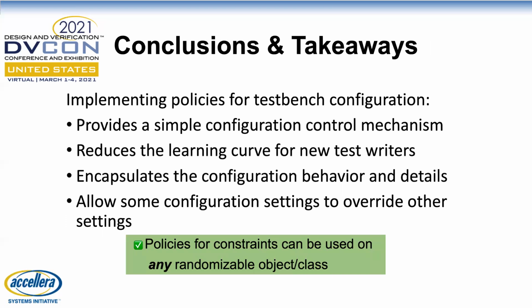In conclusion, implementing policies for test bench configuration provides a simple control mechanism. It reduces the learning curve for new engineers, encapsulates configuration behavior, and allows some settings to be easily overridden or to change other settings. You should go implement policies on your current project right now. We also wanted to point out that policies can be used to randomize any class, but we chose to focus our work on the configuration object and the benefits there.